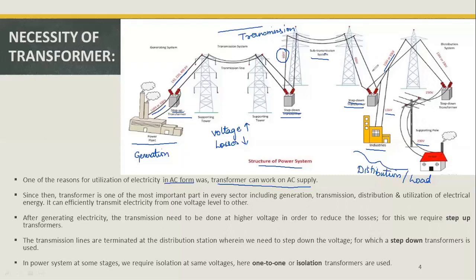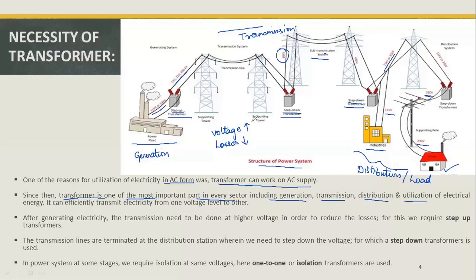So further, this 11 kilovolts has to be stepped down to around 230 volts if we are talking about a single phase system. And then the single phase voltage, which is around 230 volts, will be utilized in a domestic application. So as we see here, the transformer is one of the most important parts in every sector of the power system, including generation, transmission, distribution, and utilization of electrical energy.